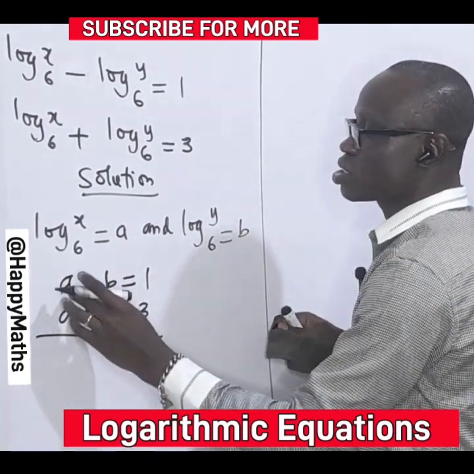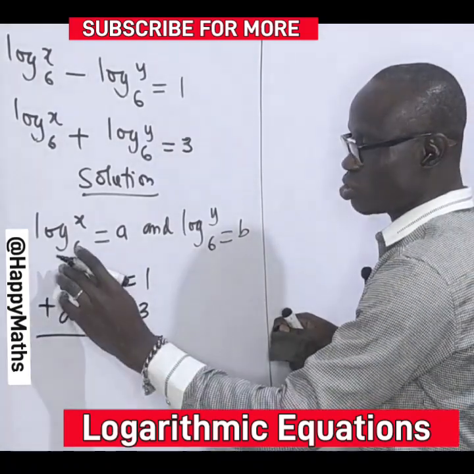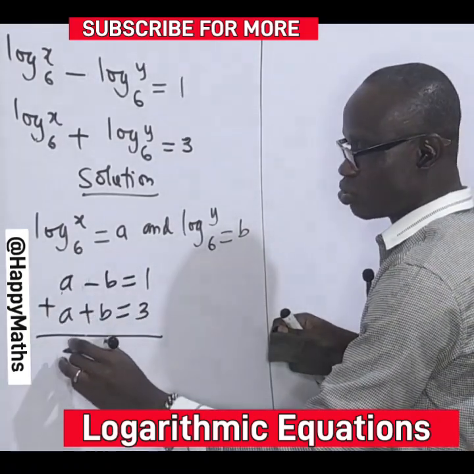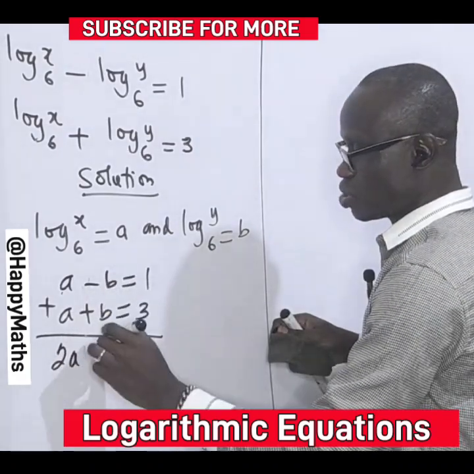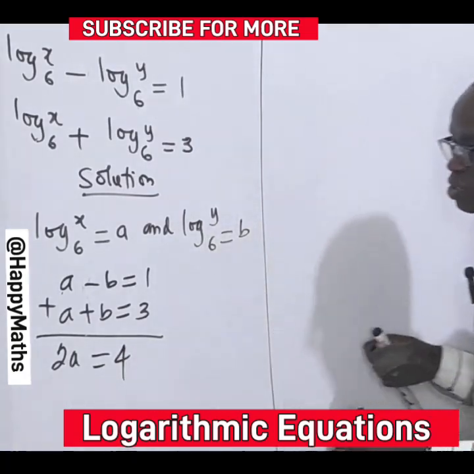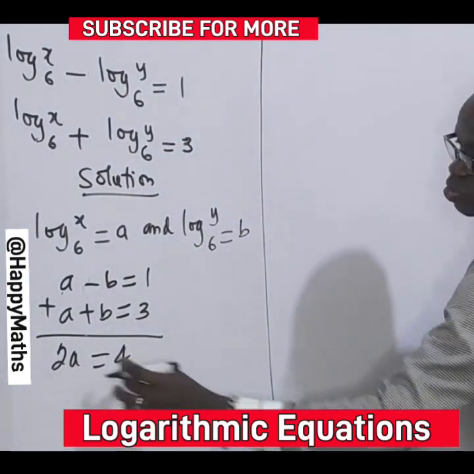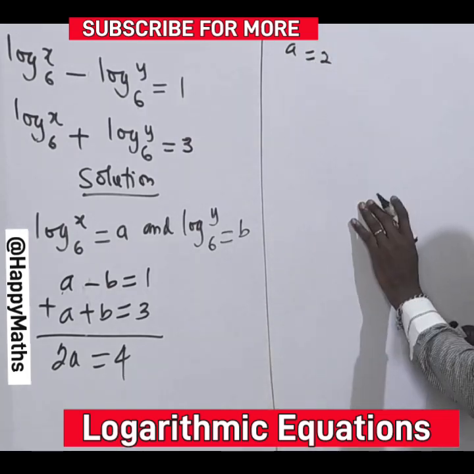Now, since we have different signs, we add. So a plus a will give us 2a. Negative b and positive b cancel, so you have 1 plus 3 to get 4. If you divide both sides by 2, a becomes equal to 2.